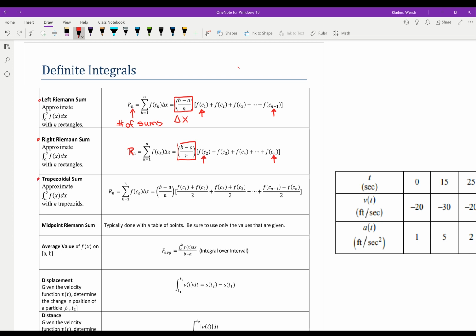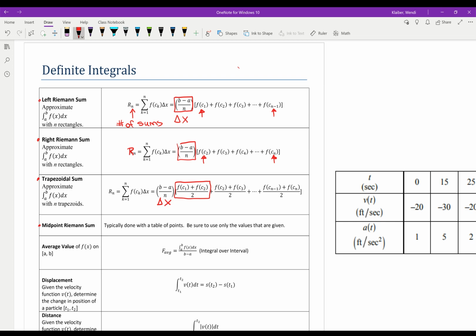Trapezoids, we've done plenty of those. Now for those, you'll notice a difference is we average the heights of the trapezoid. I'm sorry, usually we call it the bases. We average the bases or average the values of y and multiply those by our change in x.